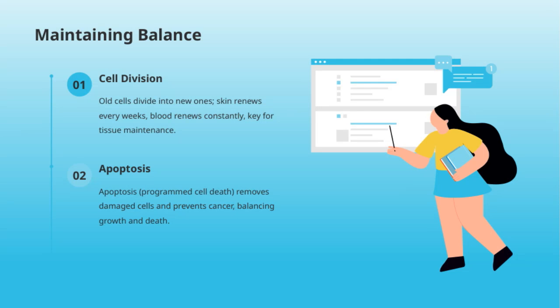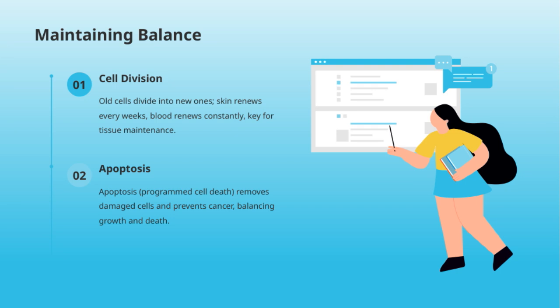Maintaining balance in our bodies is essential for overall health. For example, old cells don't just stay around forever, they are replaced by new ones. Take skin, for instance. It's constantly renewing itself every few weeks to keep it healthy and functioning properly. Blood cells are even more dynamic. They're constantly being renewed to ensure our tissues stay nourished and free of waste. This ongoing process of cell division is crucial for tissue maintenance and repair.